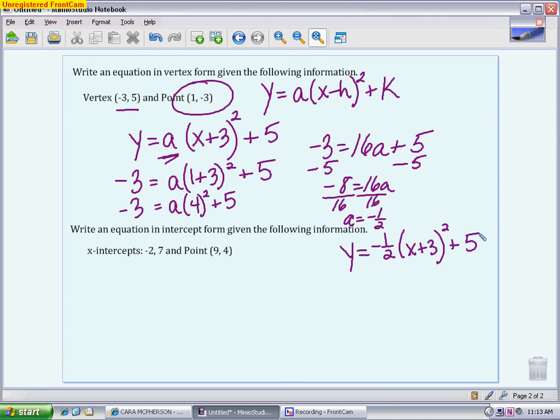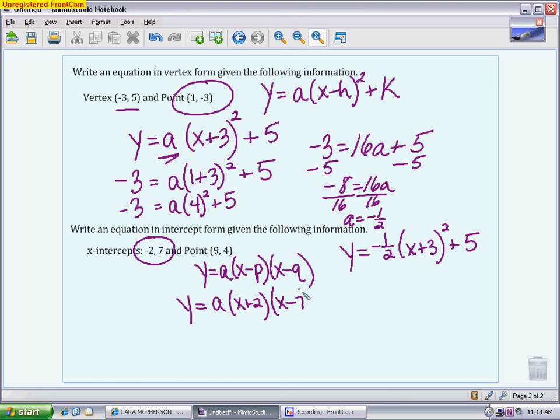Last problem is working this time in intercept form. So let's write the generic intercept form. Intercept form was made up of 2 parentheses. Another name for it is factored form, because that's exactly what it is. It's something that's already been factored. We're going to take the intercepts, so I'm telling you that the intercepts are -2 and +7, and fill in my parentheses. So that means if -2 is an intercept, that I have x plus 2. It means that if 7 is an intercept, I have x minus 7.